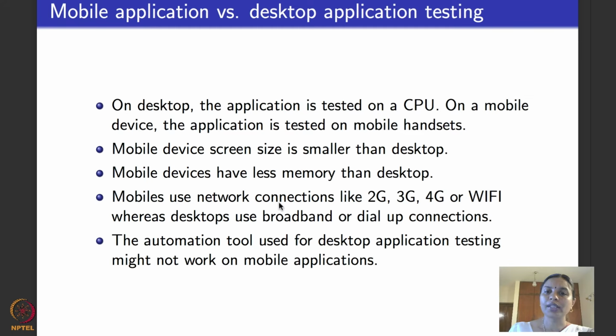Mobile uses, as I told you, different connections: 2G, 3G, 4G, Wi-Fi, whatever you want. Desktops use broadband or dial-up or maybe Wi-Fi. They don't use anything else. An automation tool for desktop application testing will not work on a mobile application because the test script written for a desktop is not easy to replicate to work on different kinds of mobile devices.